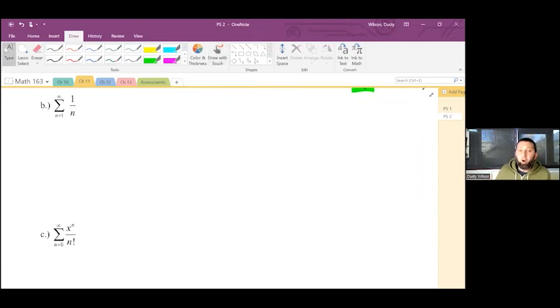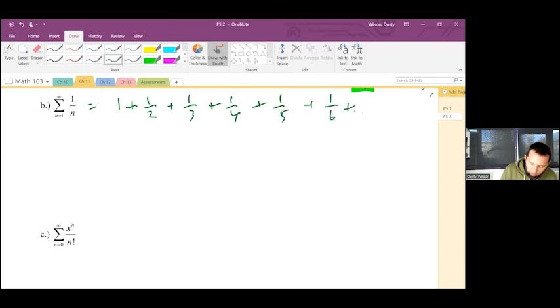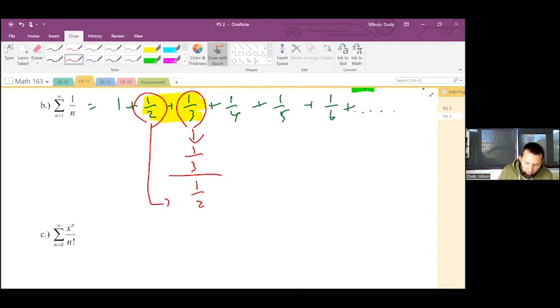Let's do the same thing with the harmonic series. Notice this is equal to 1 plus a half, plus a third, plus a fourth, plus a fifth, plus a sixth, et cetera. So let's look at some consecutive terms. If we look at 1/2 and 1/3 and take the ratio, the second term, 1/3, goes in the numerator, divided by the first term in the sequence, 1/2. Altogether, this would be the same as 2/3.